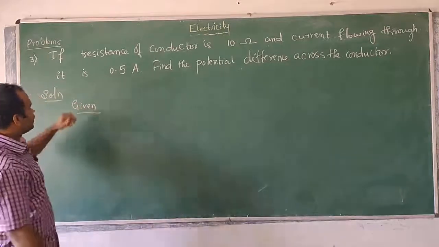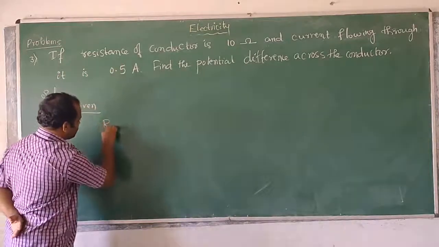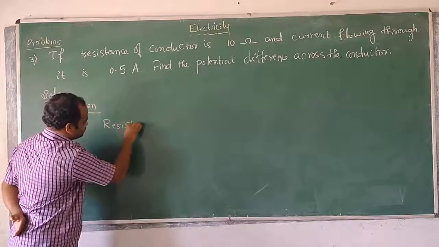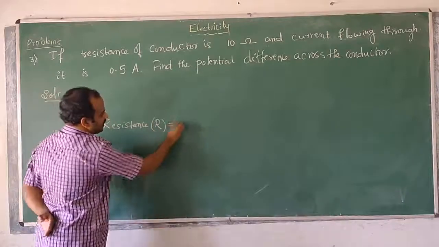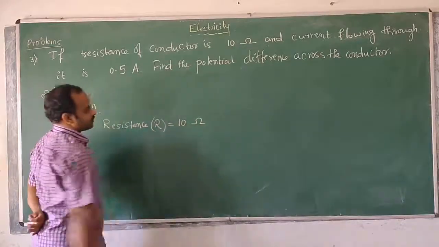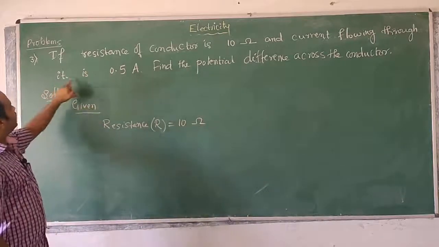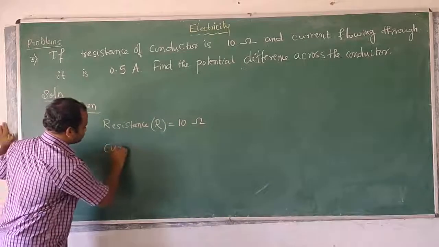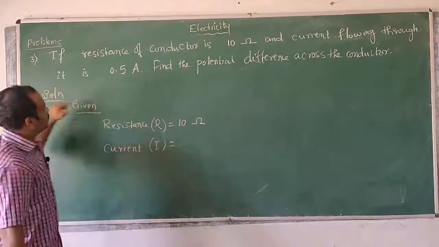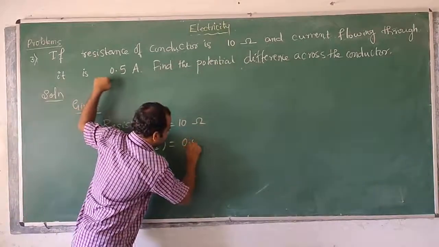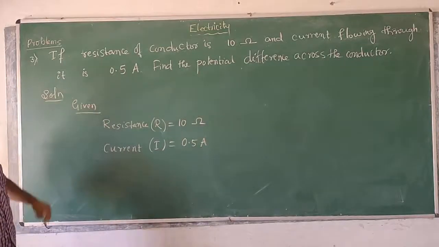Write first whatever is given. Resistance of a conductor, what is given? Resistance R is given. R is 10 ohm, and the current flowing through it, current I, is given. Current I equals 0.5 ampere. What we have to find?